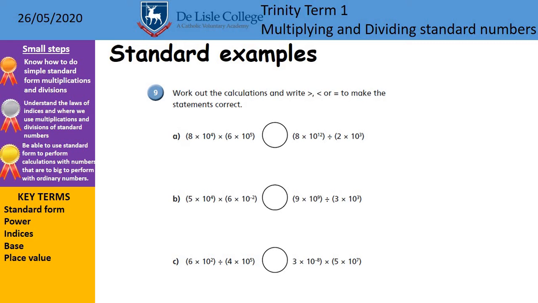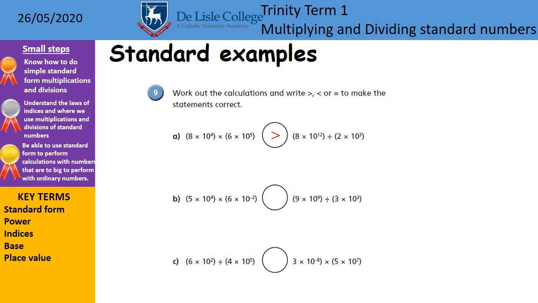Welcome back. So we're going to have a look on the left hand side and the right hand side, and our 8 times 6 is going to give us 48 times 10 to the power 9. Of course we can't have 48 times 10 to the power 9, so we're going to have 4.8 times 10 to the 10. We can then compare that with the number on the right hand side, which gives us 4.8 divided by 2 is 4, times 10 to the power 9, which obviously is slightly smaller.